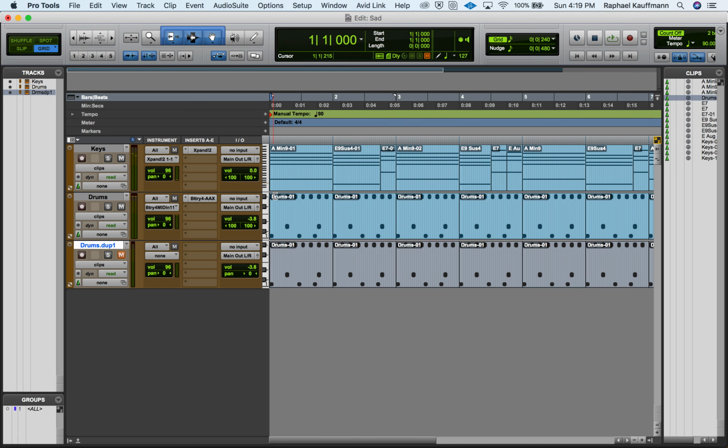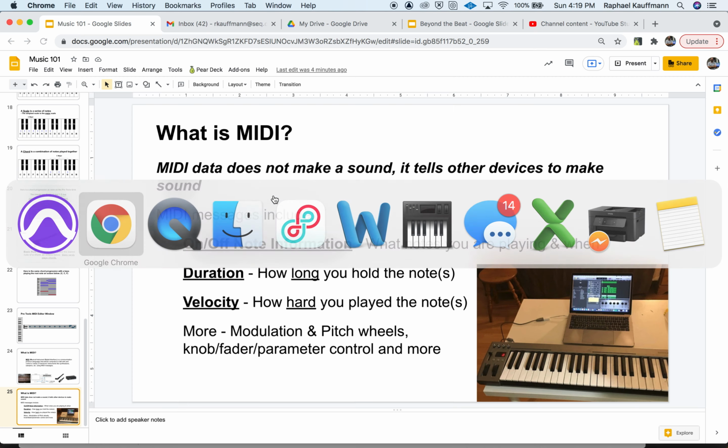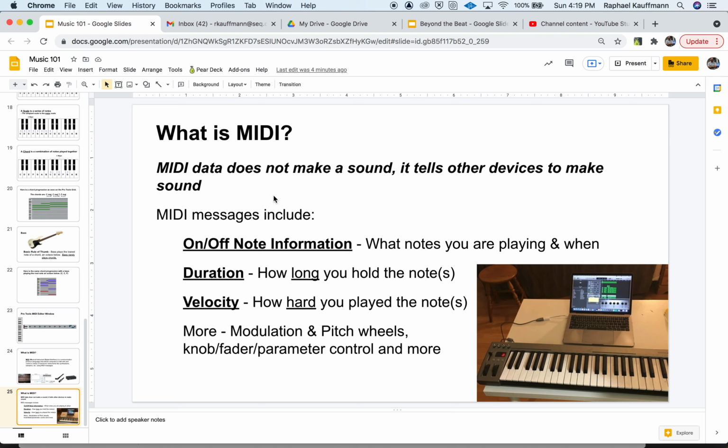All right, so MIDI contains no musical sound. It contains musical notes, when to play them, how long to play them, how hard to play them, things of that nature. All right.